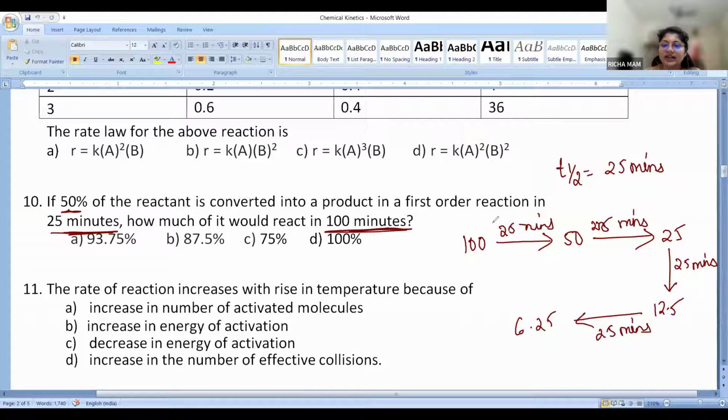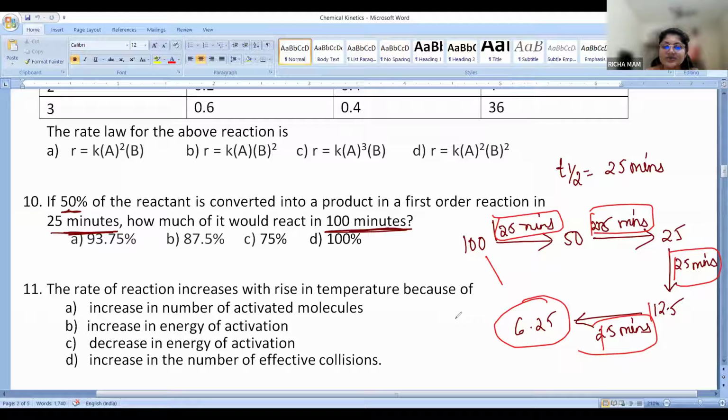So after 100 minutes, how much has reacted? How much has been left is 6.25. So 100 minus 6.25 is 93.75. So this much has reacted. So option number A. Is it clear? Very important.